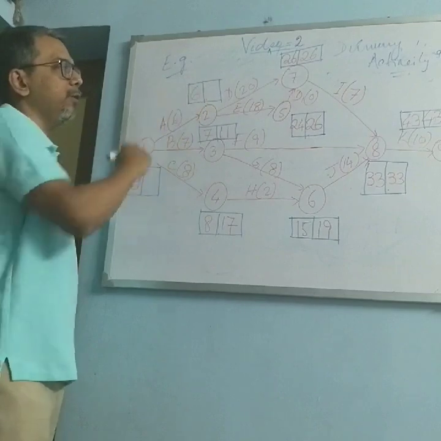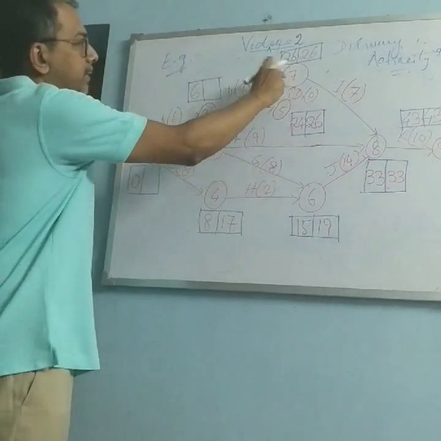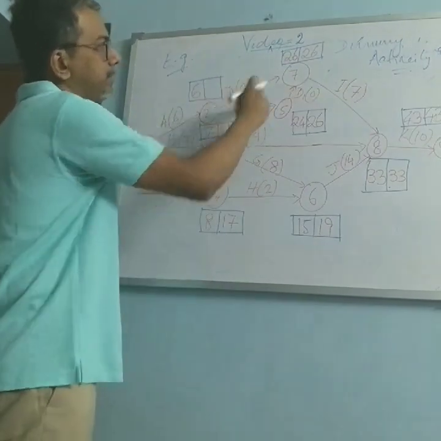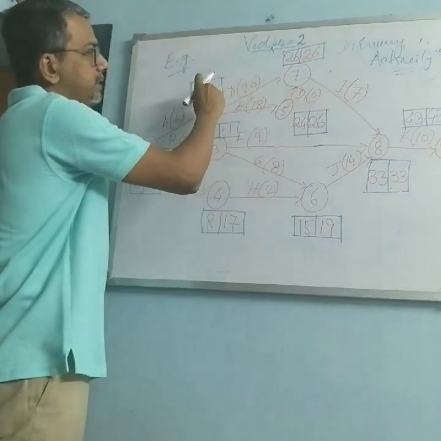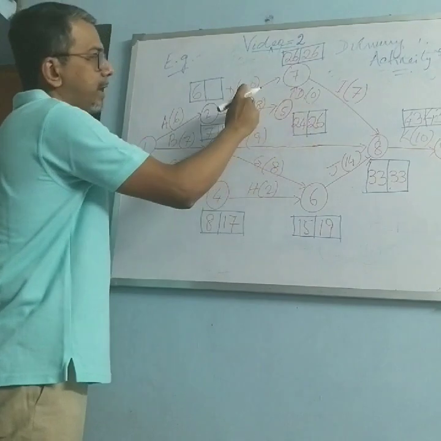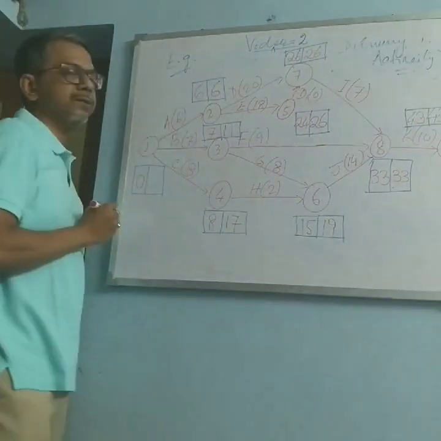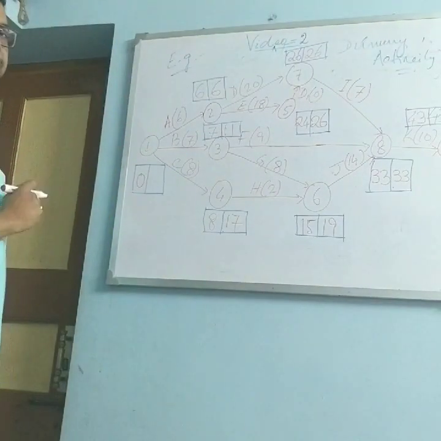In 2, how many arrow tails? Again 2. One is coming from 7, another is coming from 5. So let us calculate both of them. 26 minus 20 is 6. 26 minus 18 is 8. So which one is the minimum? 6. So we are writing 6.